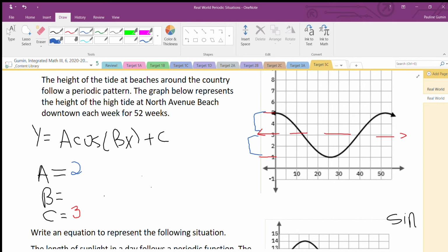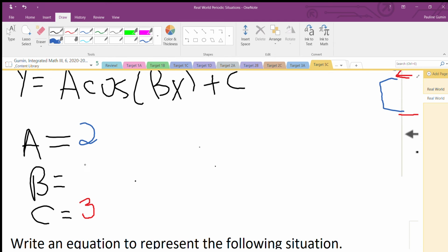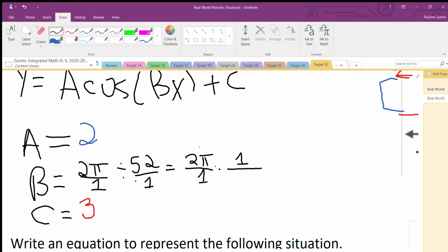The last part is the frequency. Now, the way we do this is by doing 2 pi divided by our period. In this case, since we're looking at 52 weeks, we are dividing by 52. That's our period. Now, these are both whole numbers, so I'm going to write them over 1. We get 2 pi over 1 times 1 over 52. We get to reduce the 2 and the 52. The 2 becomes a 1, 52 a 26. And we get an answer of pi over 26.